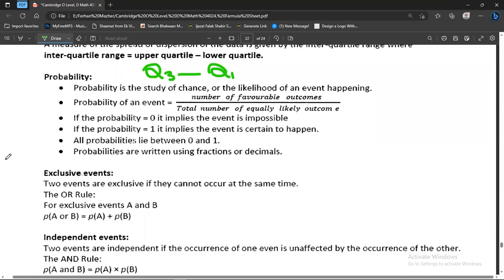Probability is the study of the chance or the likelihood of an event happening. The probability of an event is equal to the number of favorable outcomes divided by the total number of equally likely outcomes. If the probability is equal to 0, it implies that the event is impossible. If the probability is equal to 1, it implies the event is certain to happen. All probabilities lie between 0 and 1. Probabilities are written using fractions or decimals.